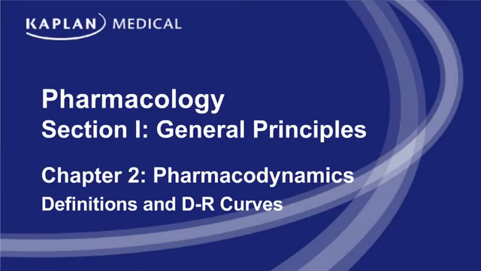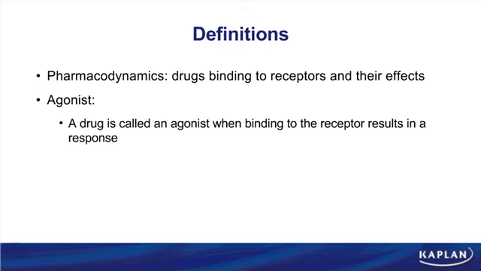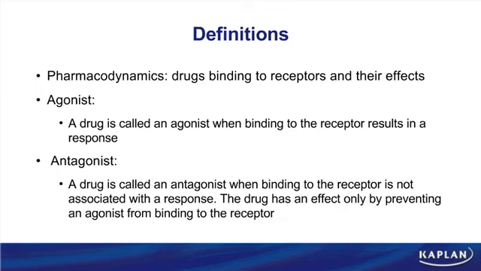Chapter 2 is going to deal with pharmacodynamics. We start with some basic definitions. When you think about the terms agonist and antagonist, it should be very easy terms for you to define. An agonist basically is a drug that's going to stimulate its receptor, causing a response, whereas an antagonist binds to the receptor, blocks the action of an agonist. The antagonist by itself is not associated with a response. It simply blocks the action of an agonist.